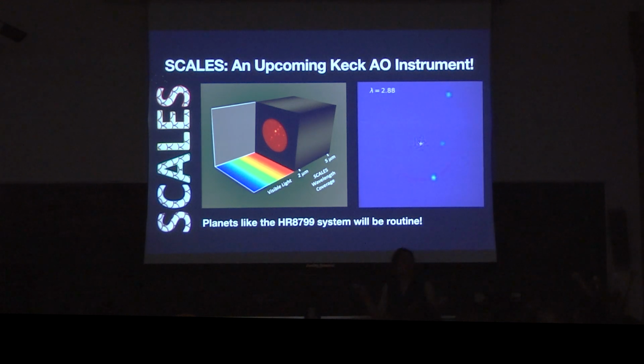And it's going to be routine to find these hot giant planets. So this is great. This means that we're going to start off in a position to easily measure things that we've already been measuring, and we're going to push down to more challenging systems.